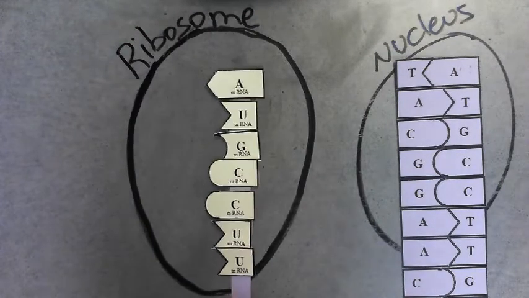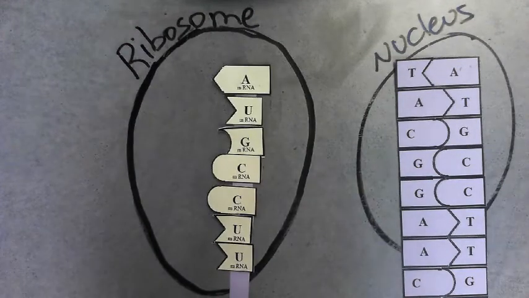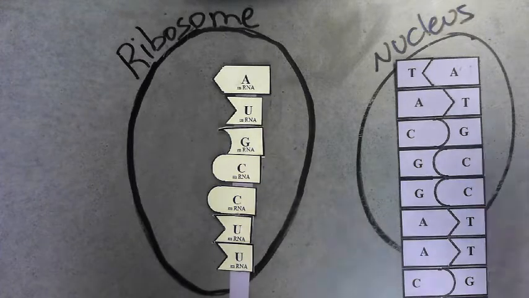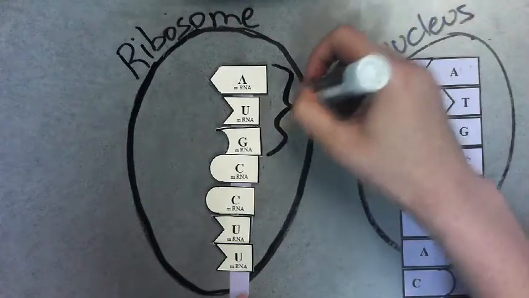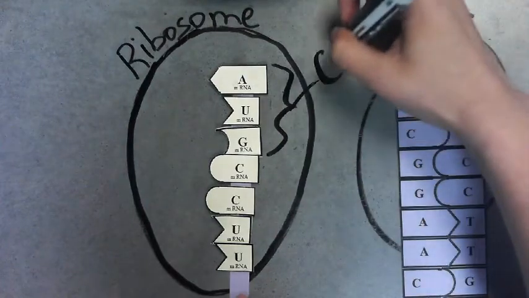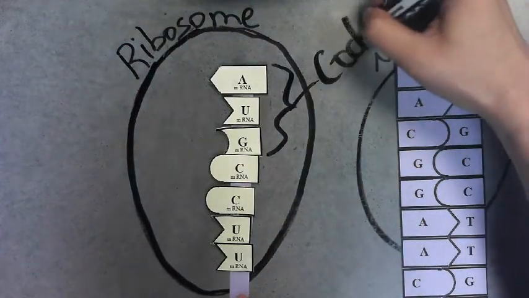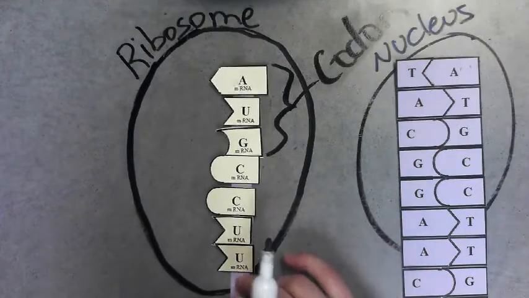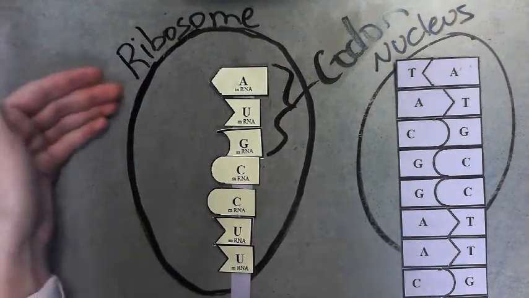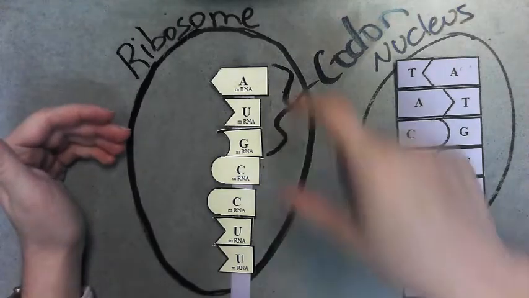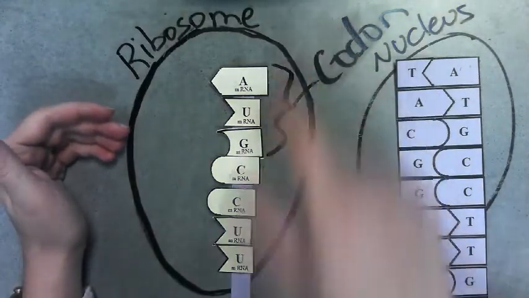So your mRNA strand is over here in the ribosome, and the ribosome is going to read 3 letters at a time. So AUG, 3 letters at a time is called a codon. So that's a codon. The ribosome reads 3 letters and says that I need an amino acid that comes from that code, AUG.